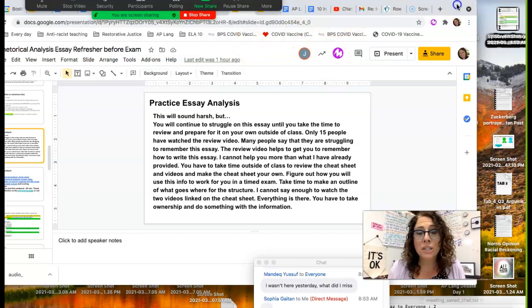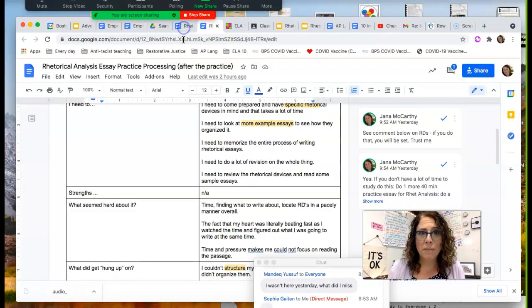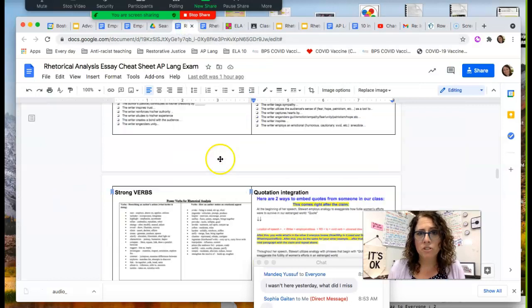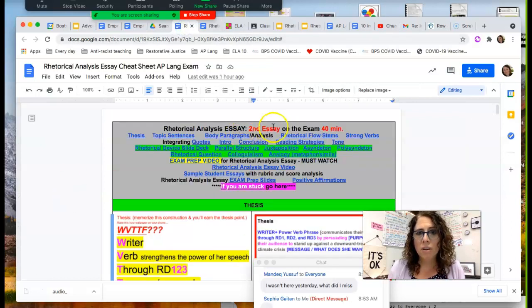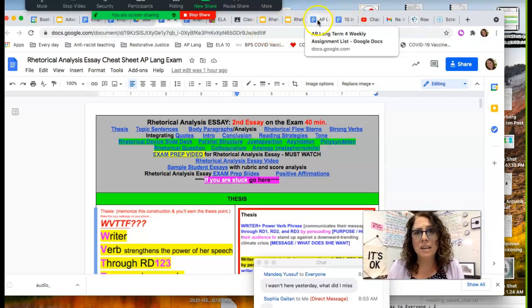Where do you get all this material? Everything is linked in this cheat sheet that I messed up, so it's going to take me a few minutes just to put it back together. But all the links are up here, the links to the sample essays. It's going to take time. You're going to have to put some time in outside of class.